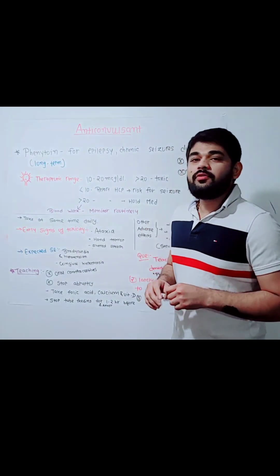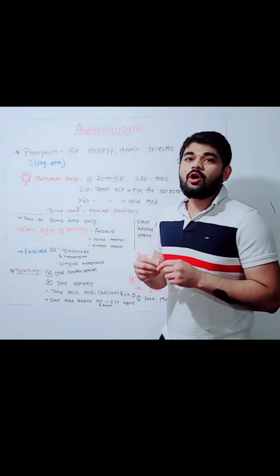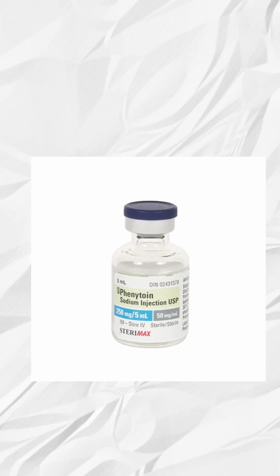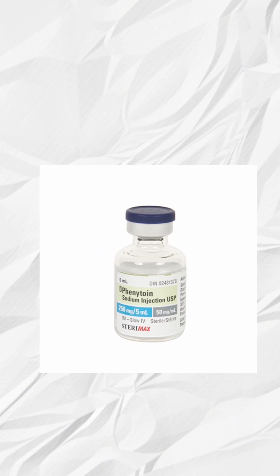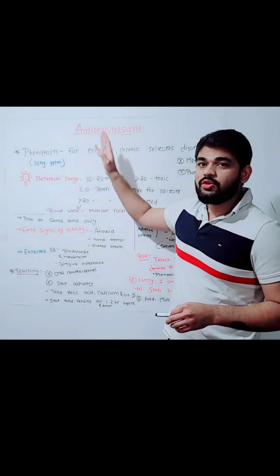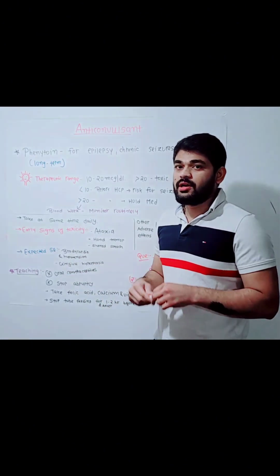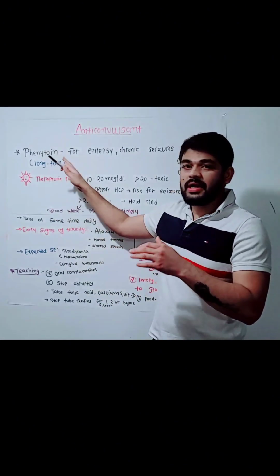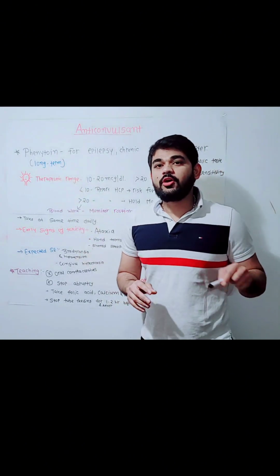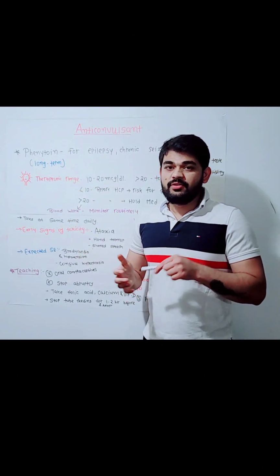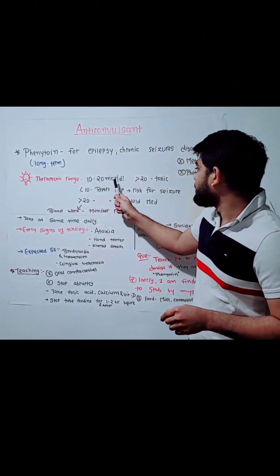So in this video, we will talk about the very most important topic for the NCLEX exam and any other exam, which is phenytoin medication. It's an anticonvulsant medication. So we use it for epilepsy and other chronic seizure disorders. That means it's a long-lasting medication. But for your exam, you have to remember the therapeutic range, which is 10 to 20.